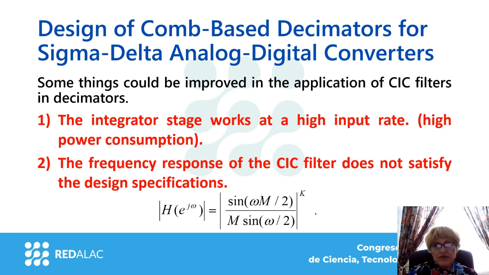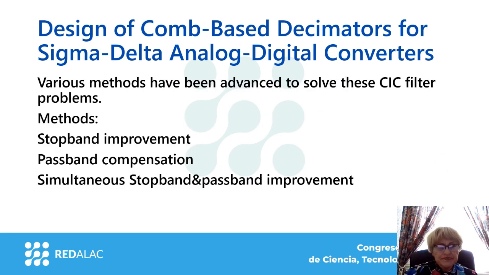Some things could be improved in the application of CIC filters in decimators. The integrator stage works at a high input rate, with high power consumption. This can be resolved by using a non-recursive structure. Another problem is that the frequency response, which is given in this equation, doesn't satisfy the design specification. That means that there is not enough aliasing rejection, or there is a high passband droop.